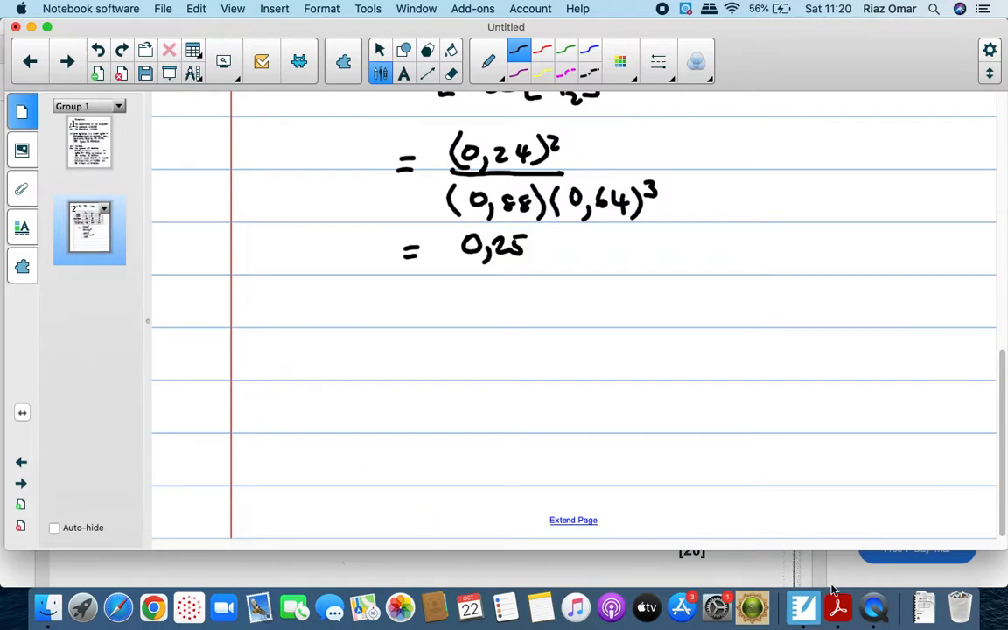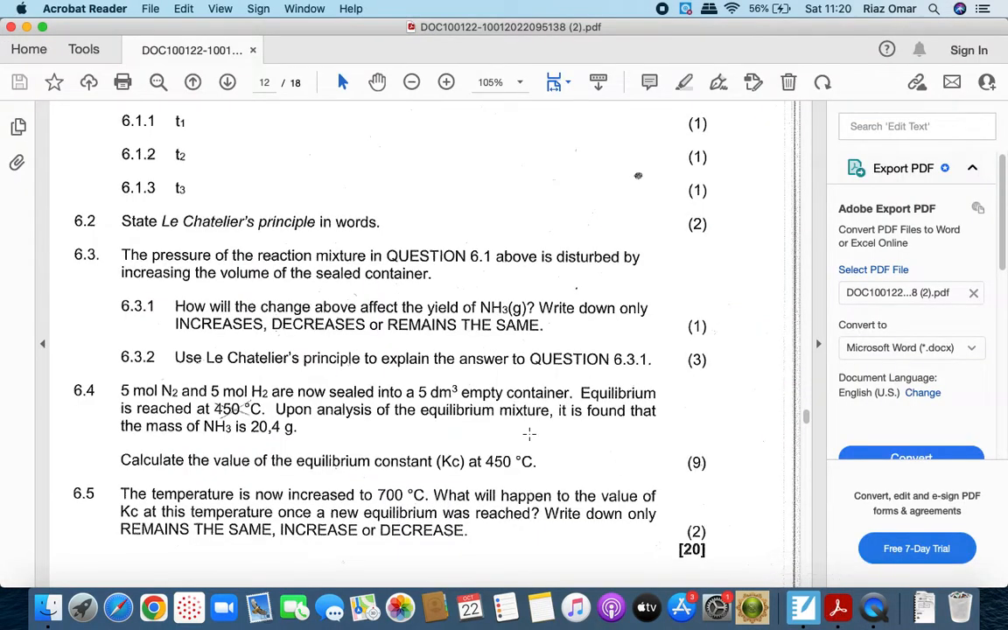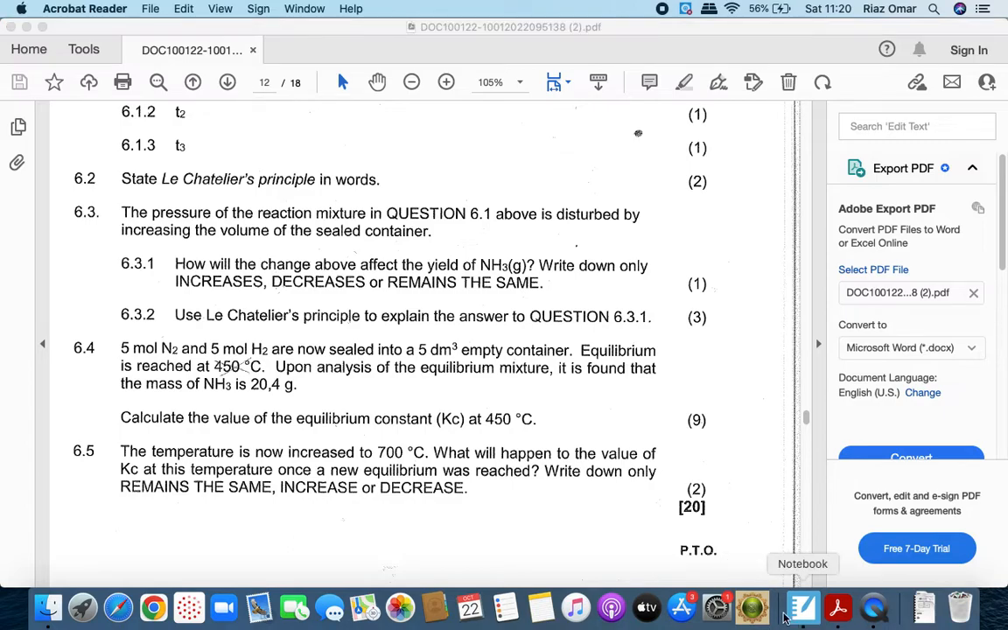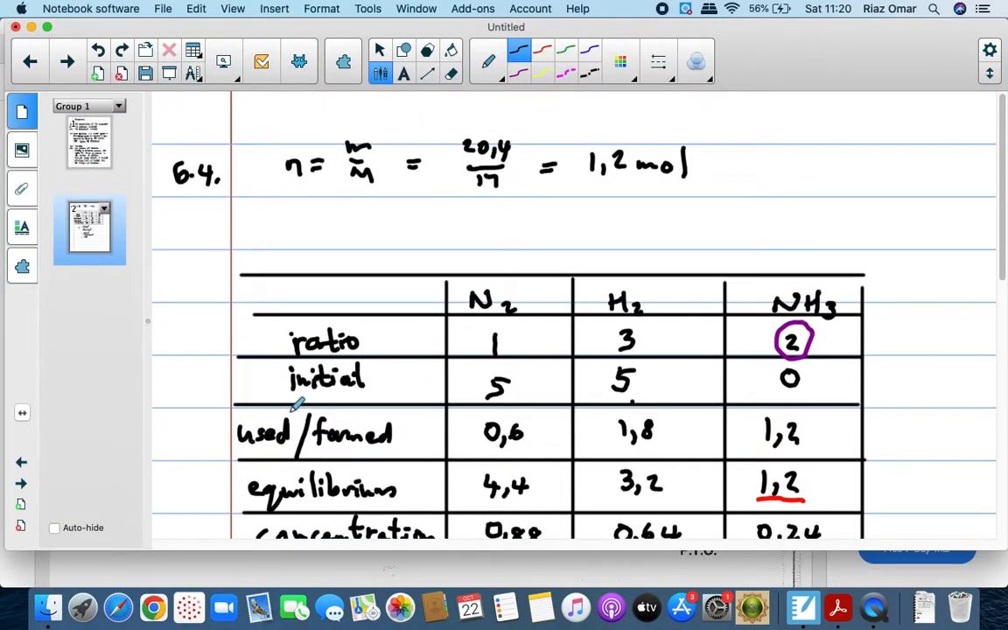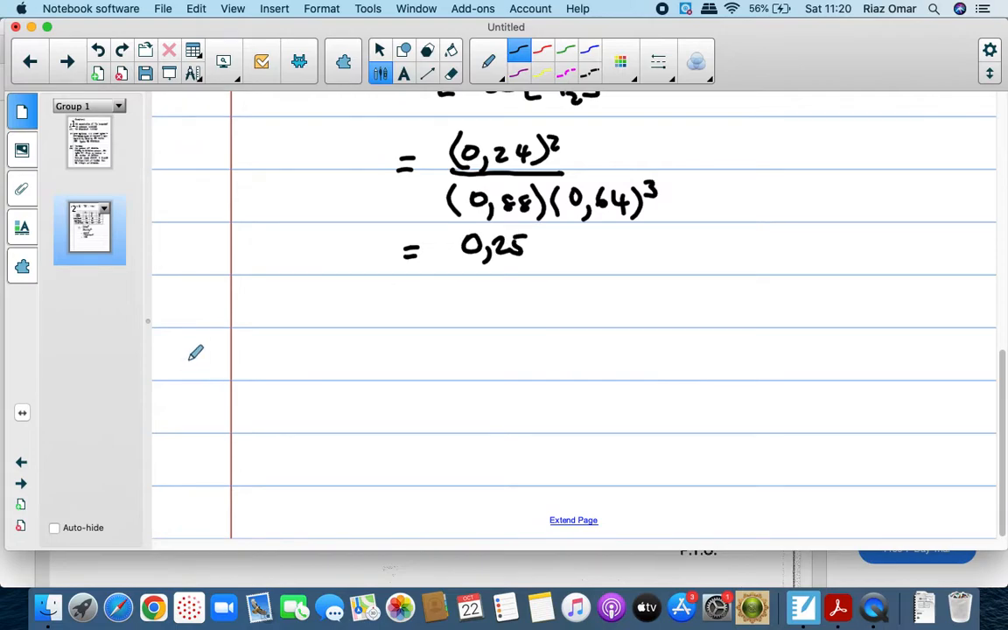Then this will be question 6.5. This was 6.4, 6.5. So the answer will be decrease.